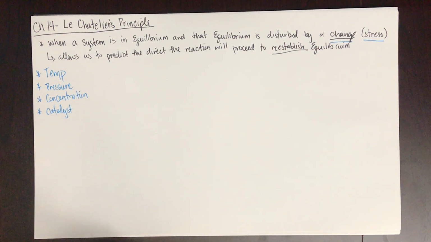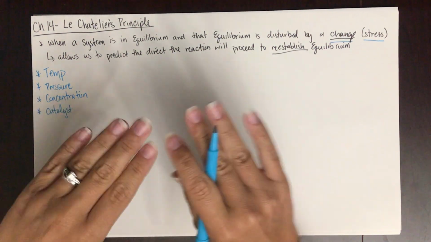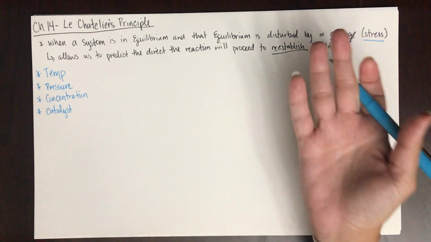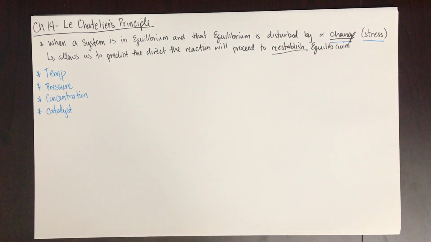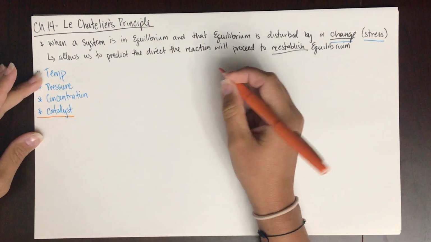So we're going to go through each of these four stresses and see how Le Chatelier's principle allows us to predict the way that this reaction is going to re-establish equilibrium. So we're at equilibrium, some stress changes things, and then which way does the reaction move to re-establish equilibrium? So that's what Le Chatelier's principle is talking about. So I think we're gonna start at the bottom first because it's the easiest. So the addition of a catalyst.